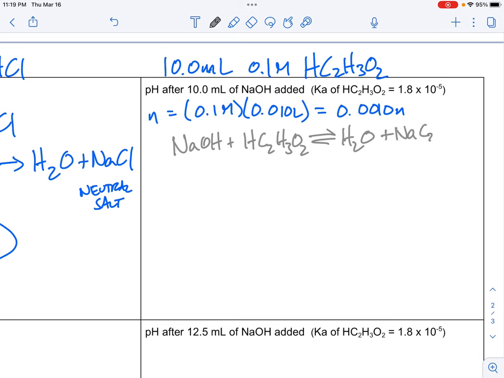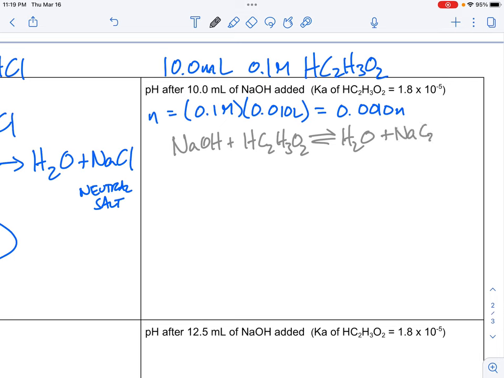Now, when we think about what we have, as far as our ICE table in terms of our concentration, we have 0.001 moles of acetic acid. Now, for molarity reasons, we need to think about this in terms of the total volume. We have from up top here 10 milliliters plus 10 milliliters, we have 20 milliliters or 0.02 liters, and that's going to help us with our concentration.